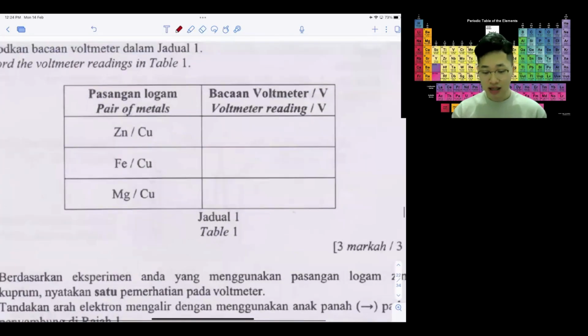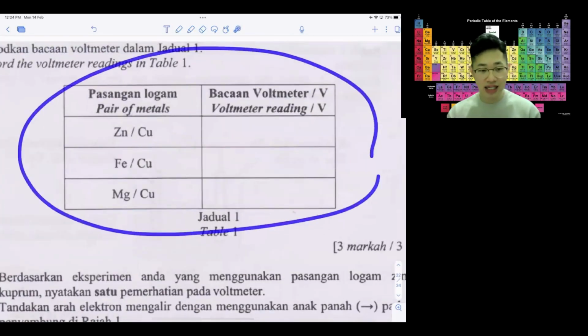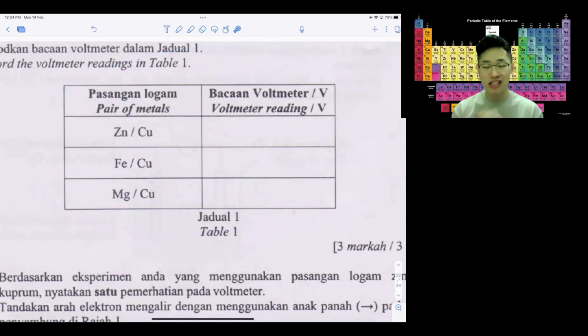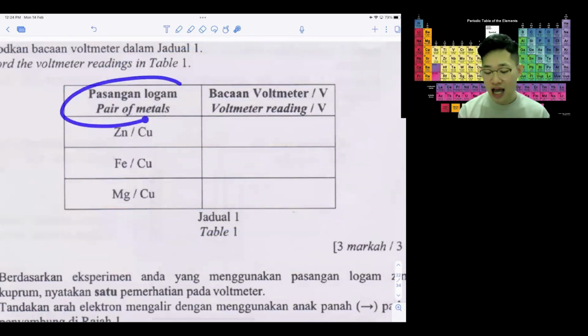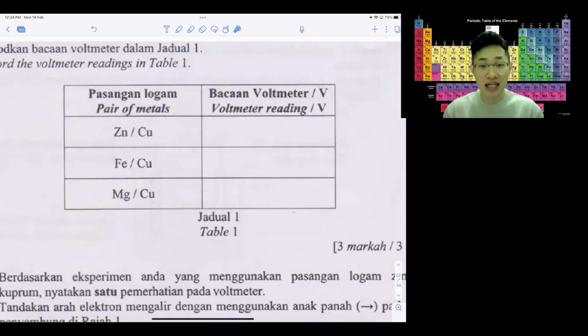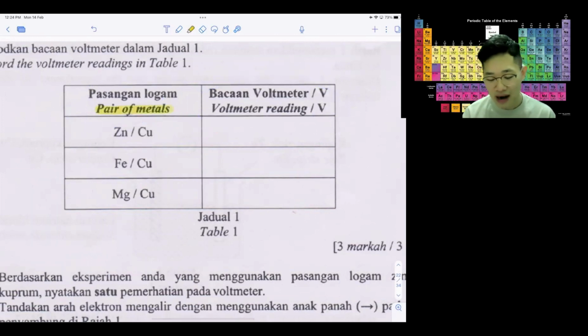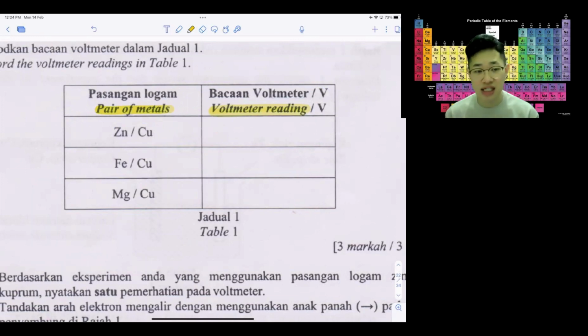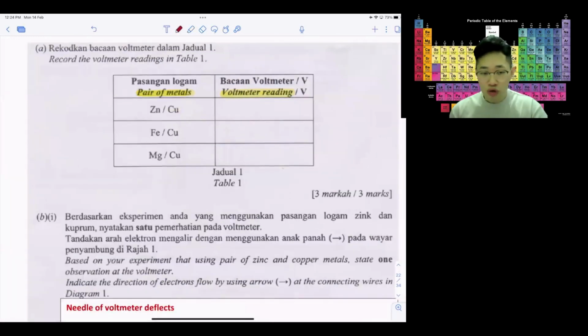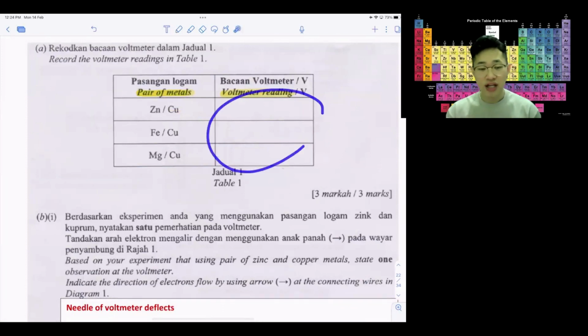Sometimes if they give you a table like this, you are most likely to find your MV and RV inside the table. So this is your MV, pairs of metal, and RV, the voltmeter reading or voltage of the cell. So try to get the MV and RV from the question given. Then do your experiment and record down the reading.